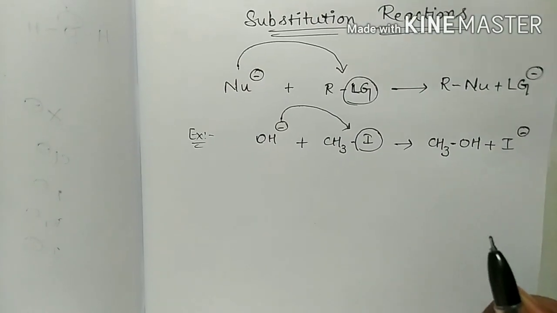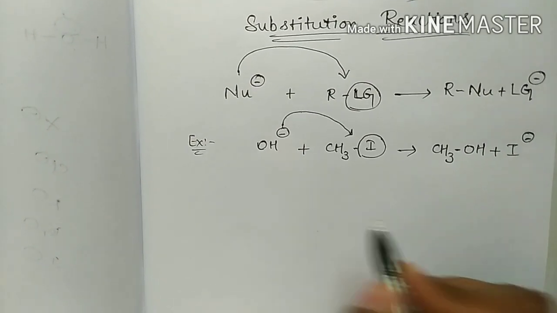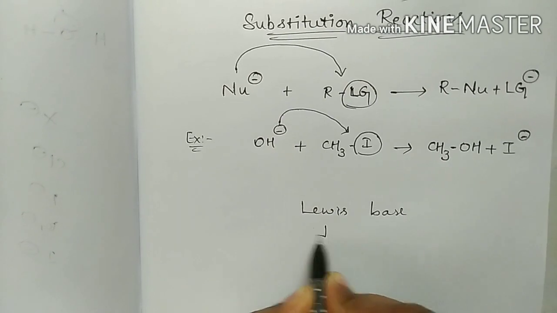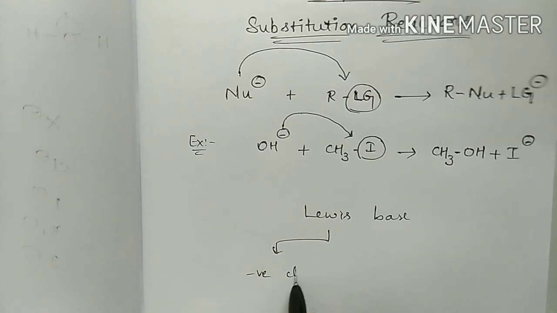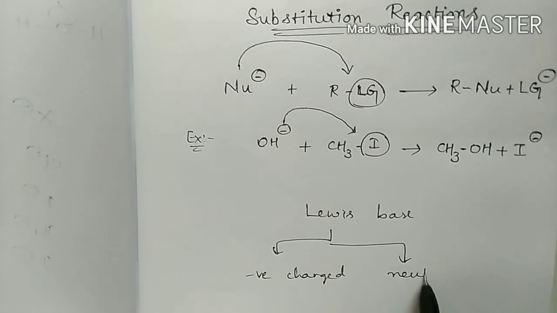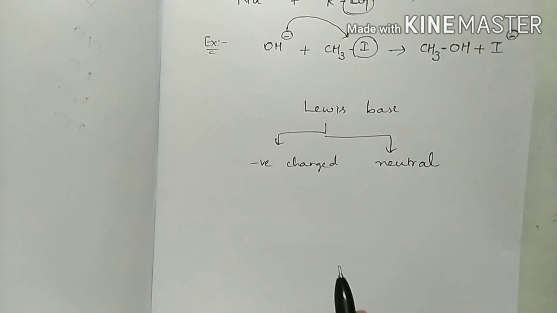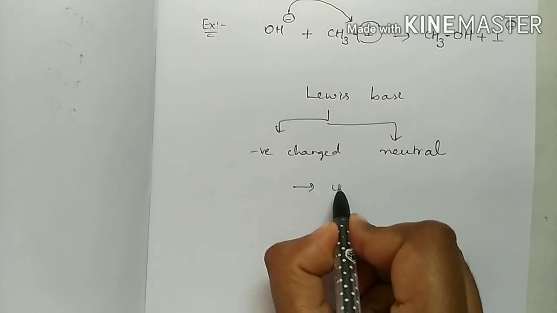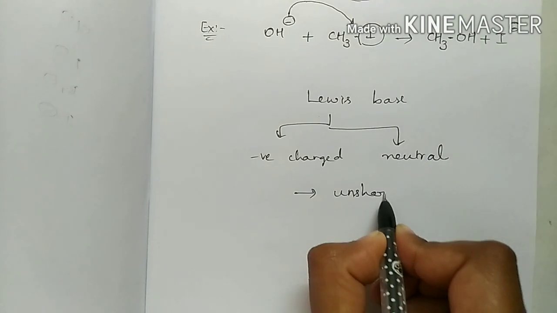So what is a nucleophile? A nucleophile is a Lewis base. It may be negatively charged or a neutral molecule. A Lewis base can be negatively charged or a neutral molecule, but it must contain an unshared pair of electrons.